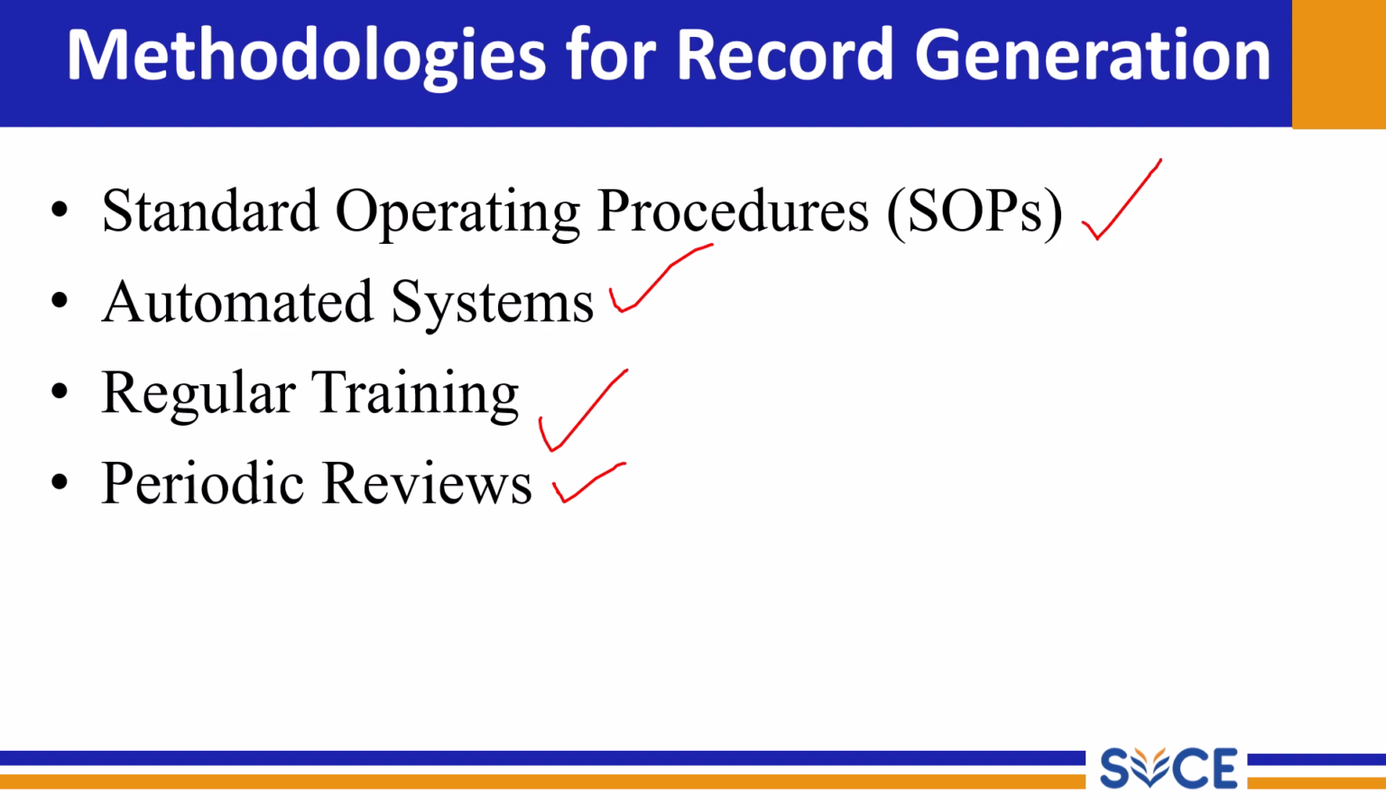So what is meant by compliance? Ensuring adherence to legal and regulatory requirements, and transparency, providing stakeholders with clear and accurate information, and risk management, identifying and mitigating potential risk through documentation, and decision making, supporting an informed decision making process based on reliable data. So that is meant by the importance of record generation.